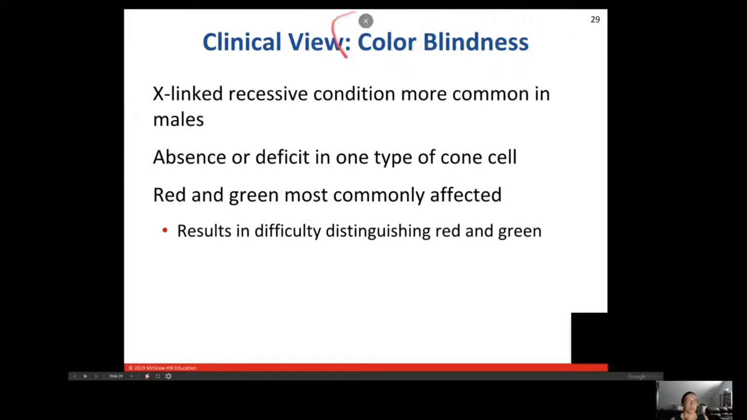And we said color blindness, just like I mentioned the red-green color blindness earlier, is an X-linked recessive condition. Since it's X-linked and recessive, it's more common in males. It's usually the absence or deficit in one type of cone cell, and usually it's red or green that's most commonly affected. It makes it so that you have difficulty distinguishing red and green. So you just have 2 different ones instead of 3.